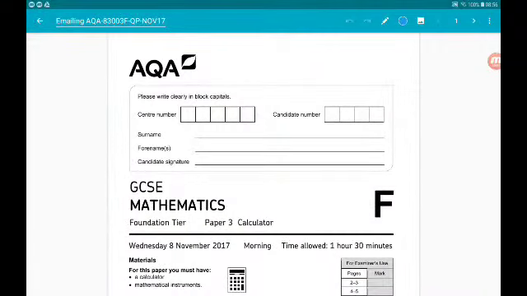Hey there guys, welcome to my walkthrough of the AQA November 2017 Foundation GCSE Maths Paper 3, which is the second calculator paper. You can get to my playlist with every past paper walkthrough down below in the description.